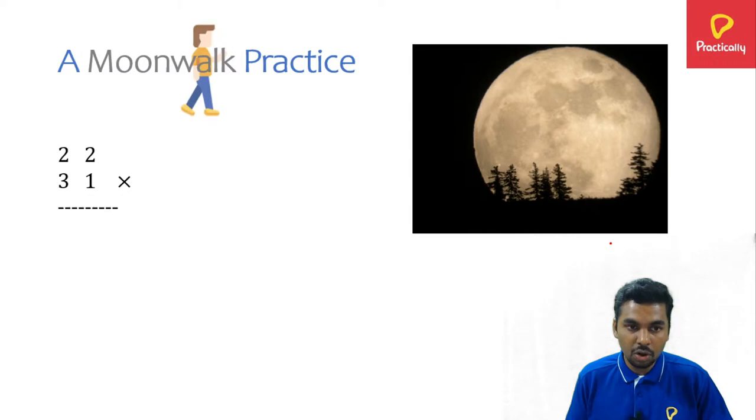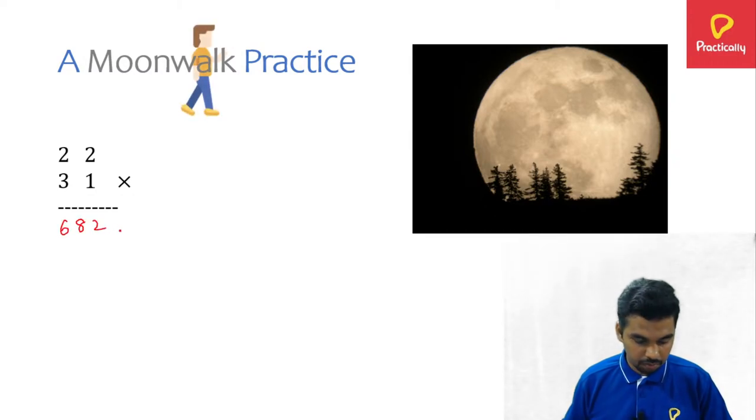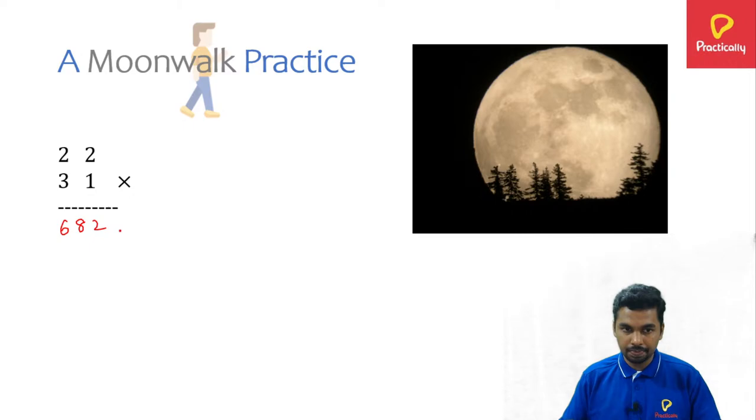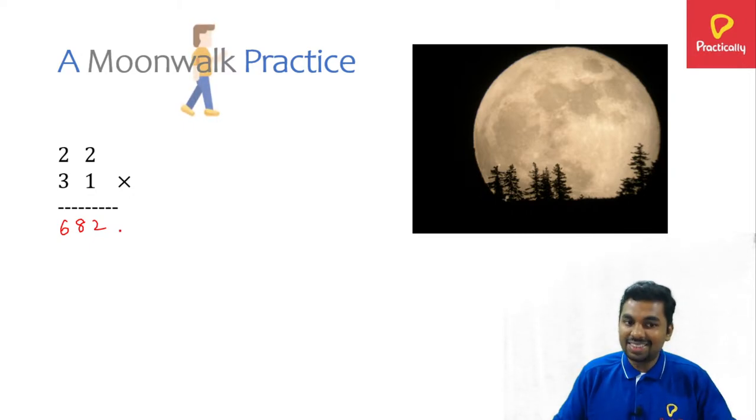Next step is C, or crisscross. Crisscross is 2 multiplied by 1 plus 3 multiplied by 2, which is 2 plus 6. What is 2 plus 6? It is 8. So I can visualize 6 colon 8. Now the last step is vertical. So the last vertical multiplication is going to be 2 multiplied by 1, which is 2. So 6 colon 8 colon 2, the answer is going to be 682. All right. So this is how you have to practice it. Only if you practice like this, you will be able to become strong in mental calculation.